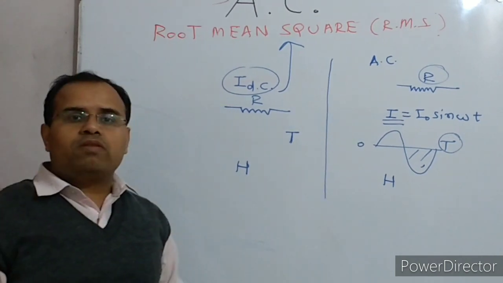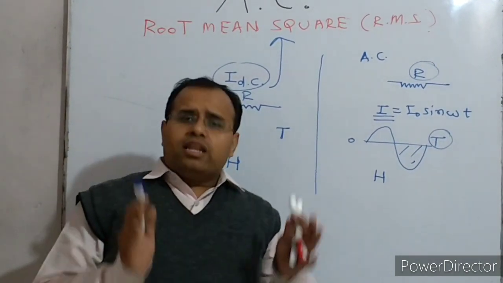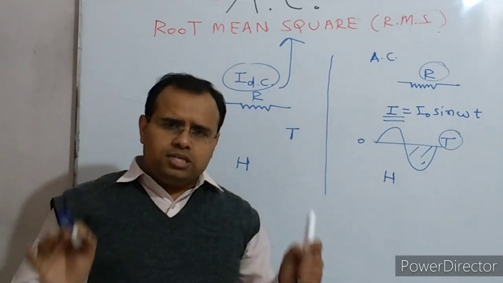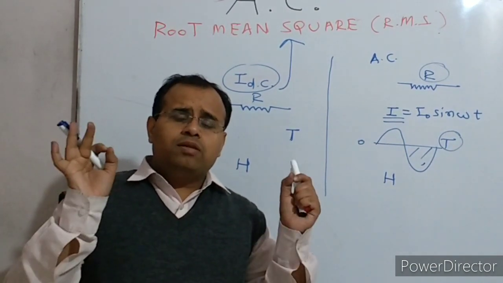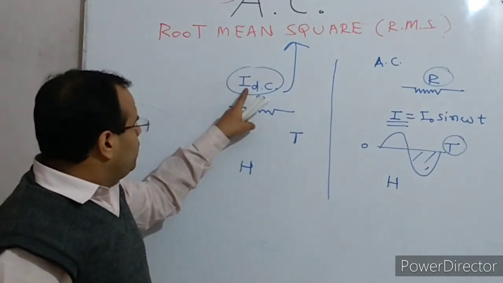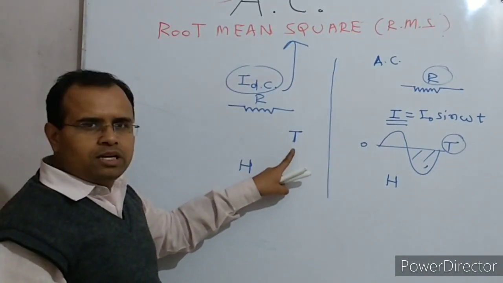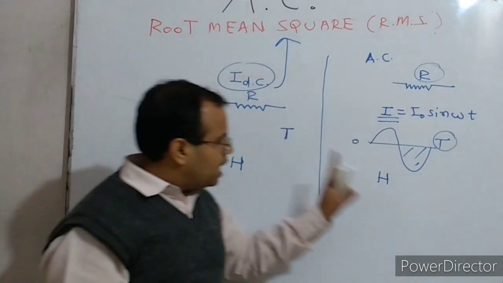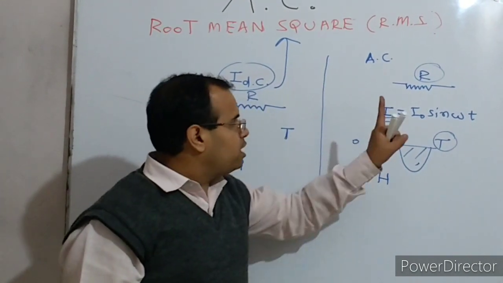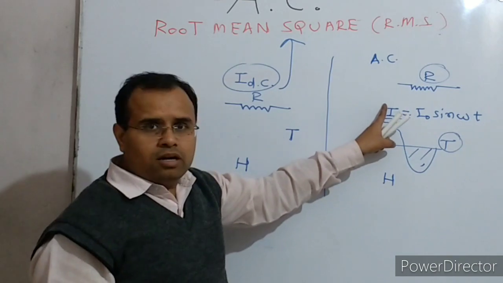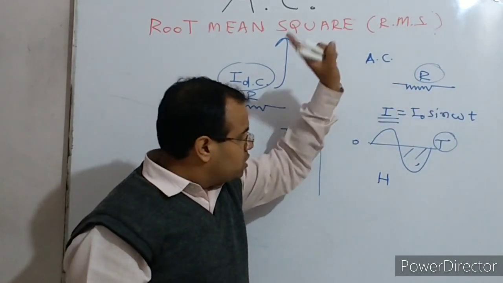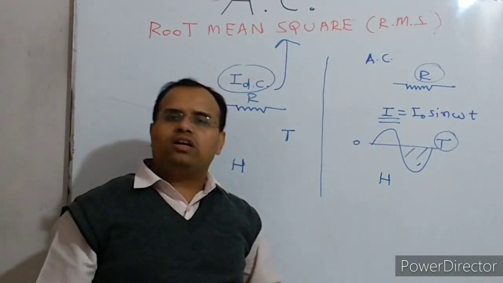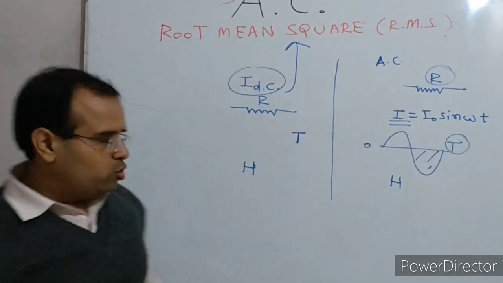So how will we define the root mean square value of the alternating current over a time period? RMS value of alternating current over a time period is defined as the constant DC which, when it flows through a circuit for a certain time interval and generates heat energy exactly equal to the heat energy generated when the alternating current flows through the same circuit for the same time interval, then this constant DC is said to be the RMS value of alternating current. Okay, I hope it is clear to you.